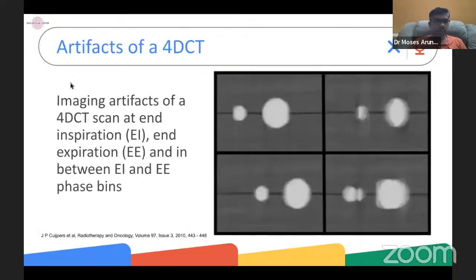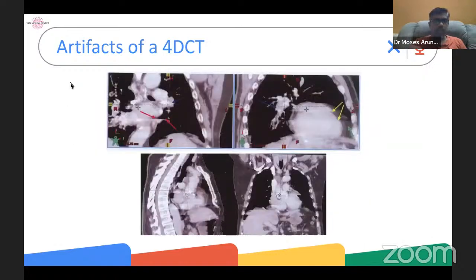But 4DCT is not without its artifacts. You can see that when the tumor is moving between the two extremes of the respiratory cycle, it is difficult to localize. So you get less resolution if you are trying to localize the tumor between the two extremes of the respiratory cycle, whereas at the extremes, it is much more precise and more similar to a conventional CT scan.